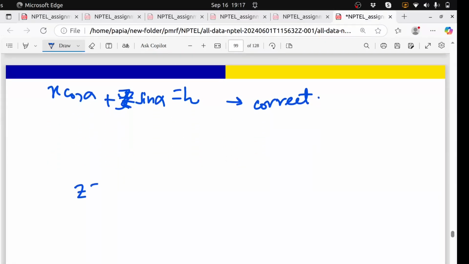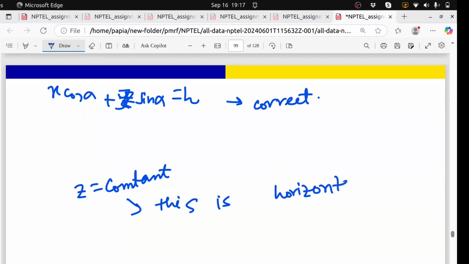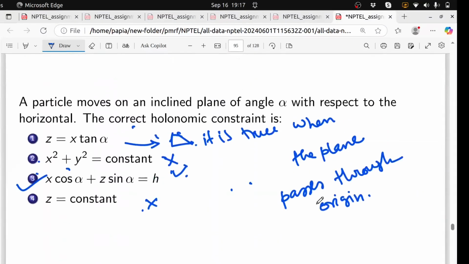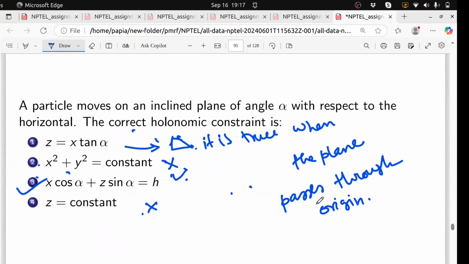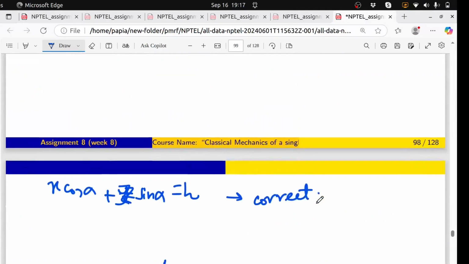Now another one is z equals to constant. So again, this is a horizontal plane, but in our case it is not a horizontal plane in our question. With the slope there, that means z equals to constant is not the correct one. So in general form, x cos alpha plus y sin alpha equals to h is the correct option.